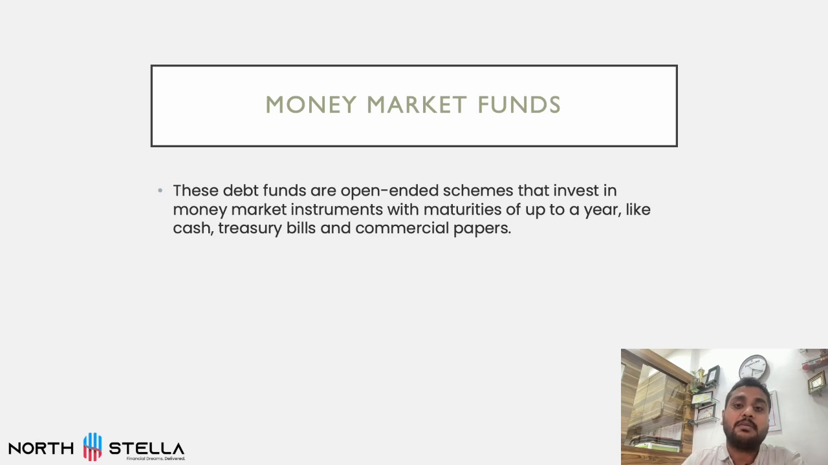And again, there are money market funds with a horizon of up to 12 months. These are open-ended funds which invest in money market instruments with maturities of up to 1 year. These money market instruments are what? They are cash, treasury bills, and commercial papers. So the fund will invest in this particular category having a maturity of up to 1 year, right? So low duration will have 6 to 12 months and money market will have not less than 1 year. So it will be 365 days predominantly, right?